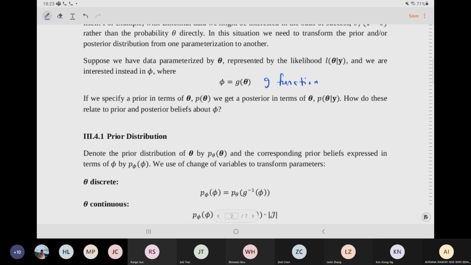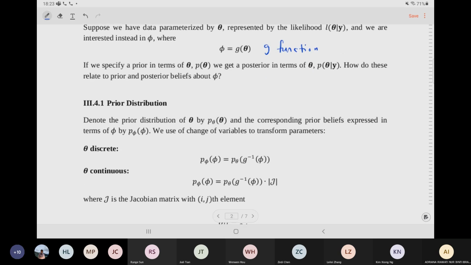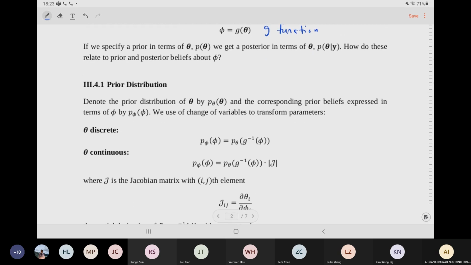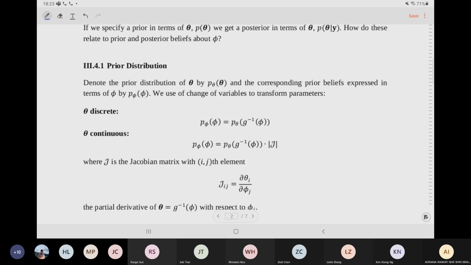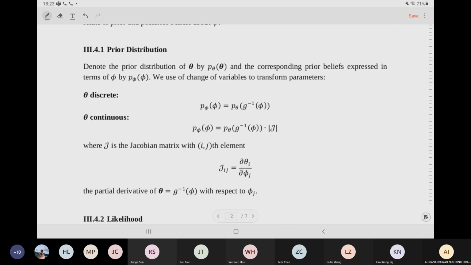Okay, so first, we're going to look at the prior. So we have your prior distribution p theta, and then we have the prior belief in terms of phi, p phi. Here is where you have to use your transformation technique.